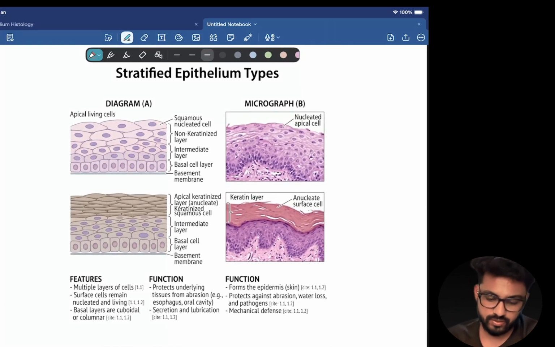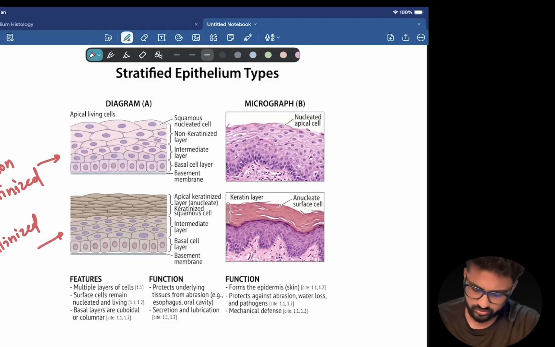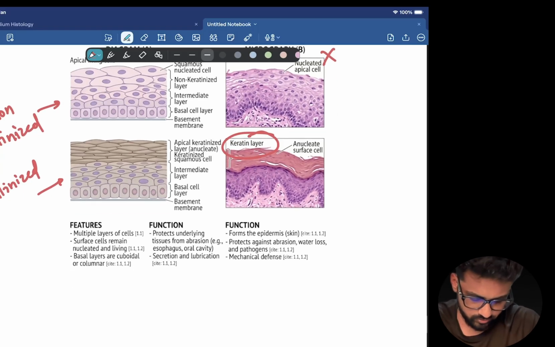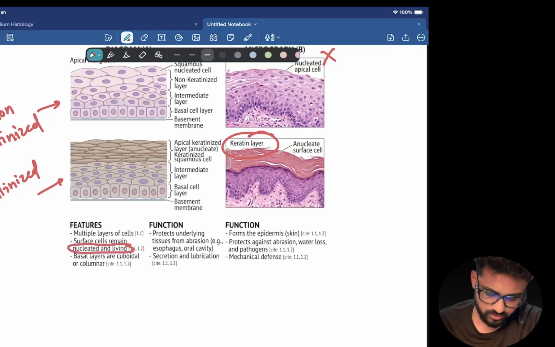Next up is stratified epithelium, that is stratified squamous epithelium. Here there are 2 types of epithelium. This is non-keratinized stratified squamous epithelium, and this is keratinized stratified squamous epithelium. As you can see, there is a nice keratin layer here, and there is no keratin layer at this. These are the multiple layers. Surface cells remain nucleated and living, and basal cells are cuboidal in nature or columnar in nature.